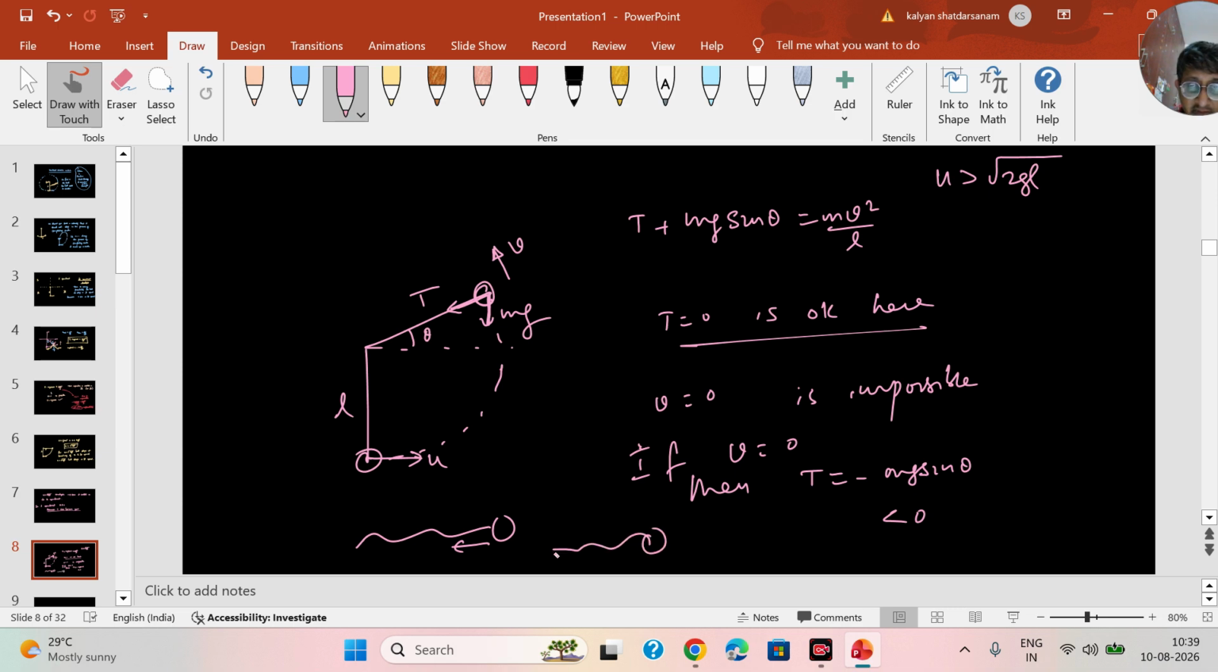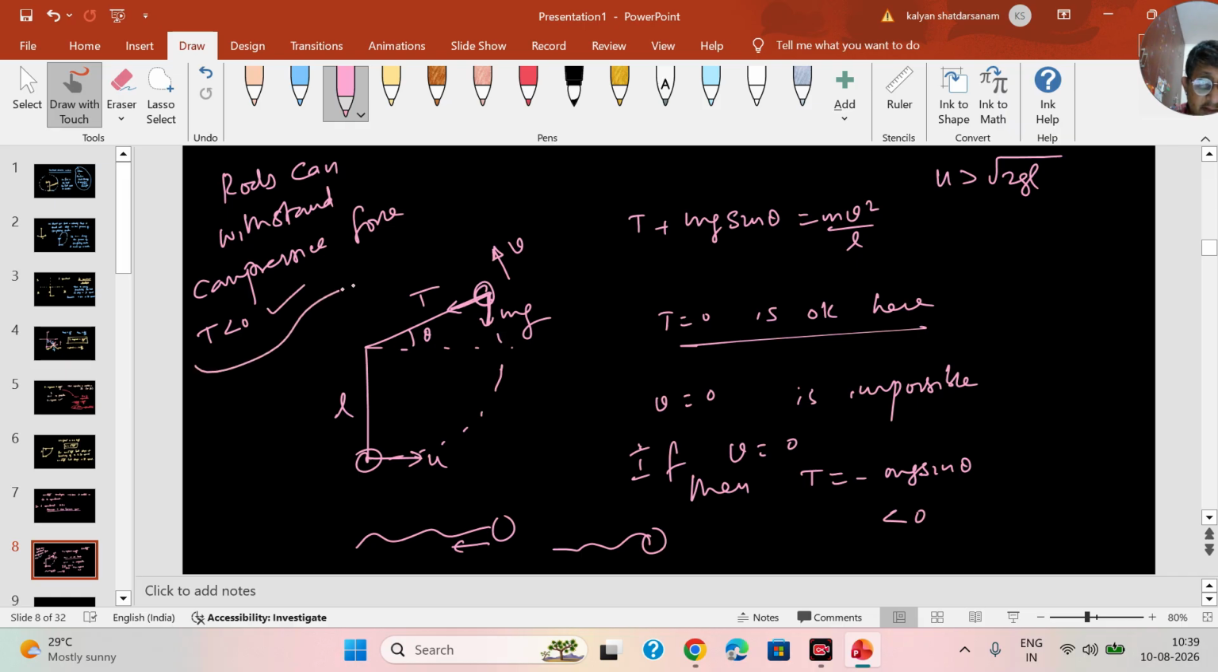Suppose I connect a string to an object and ask you to push it. No, you can't. With a rod, you can push the object. So a rod can take negative tension. Rods can withstand compressive force. That is, T can be negative. That's okay for a rod. For a string, T negative doesn't make sense. It will slacken. So if the ball is dropping in the first quadrant, T is negative, but T cannot be negative. What would have happened? Even before T is negative, it would have been 0 at some point.